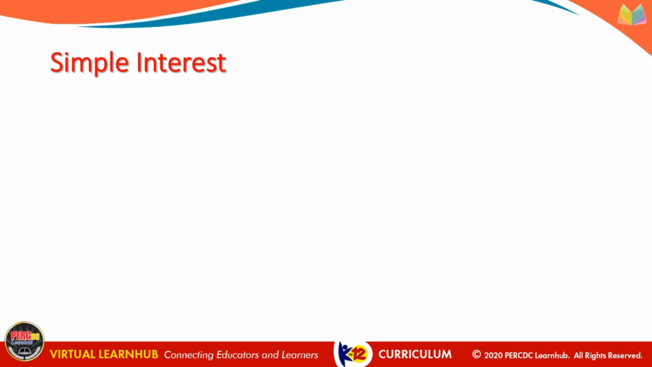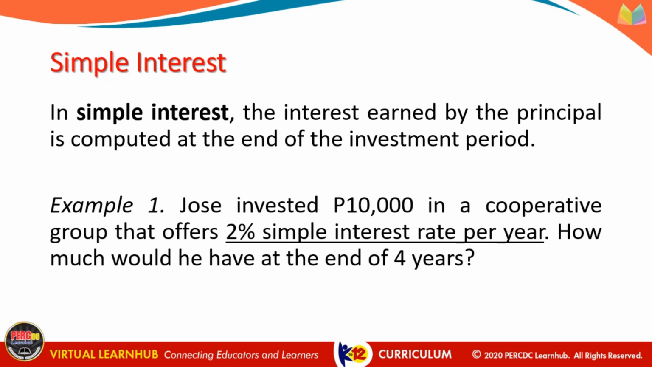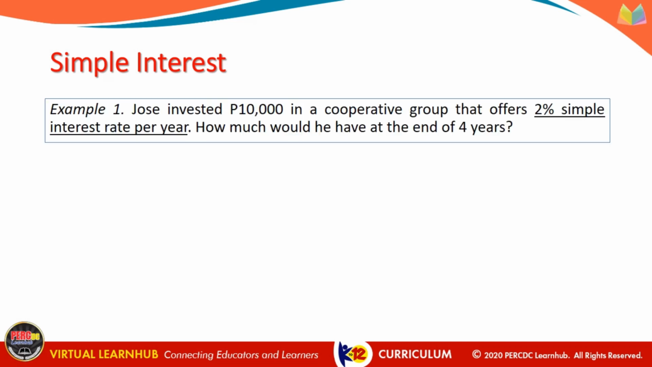Okay? Simple interest. In simple interest, the interest earned by the principal is computed at the end of the investment period. Let's show that through example. Example number 1. Jose invested 10,000 pesos in a cooperative group that offers 2% simple interest rate per year. How much would he have at the end of 4 years? Okay, so this is our problem number 1.